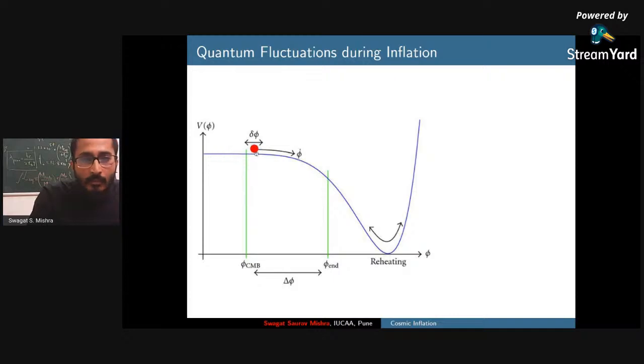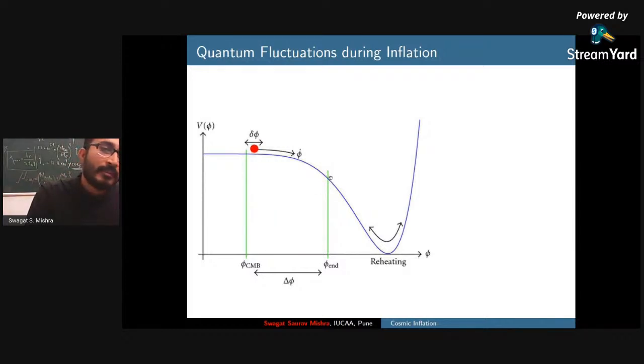But when it was rolling down this smoothly, classically, quantum mechanically it cannot. It has to fluctuate from place to place. So classically, everywhere in the universe, the inflaton field will be at the same place. But quantum mechanically, it's not. Somewhere in the universe, the field will be a little down the potential, somewhere it will be a little up. So wherever it is a little down, the inflation will end sooner.